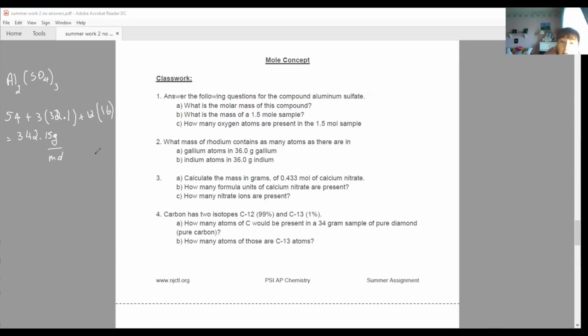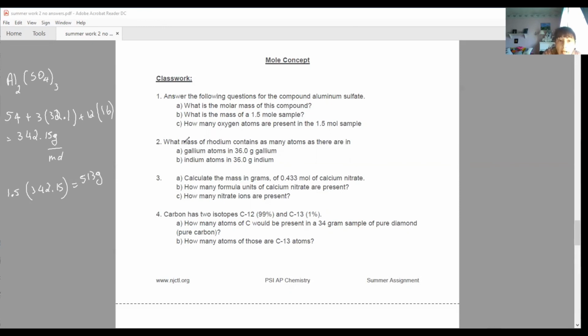What is the mass of a 1.5 mole sample? So this is 1 mole. For 1.5, you have to multiply this one by 1.5. So 1.5 times 342.15 is 513 grams. Cannot say per mole because this is 1.5 moles.